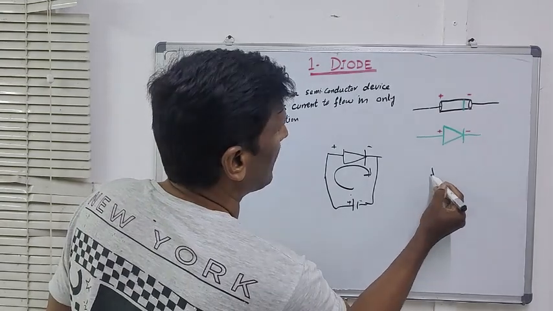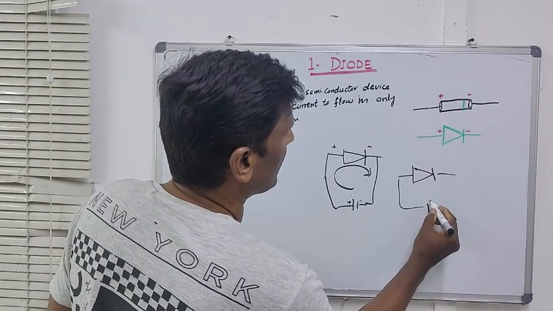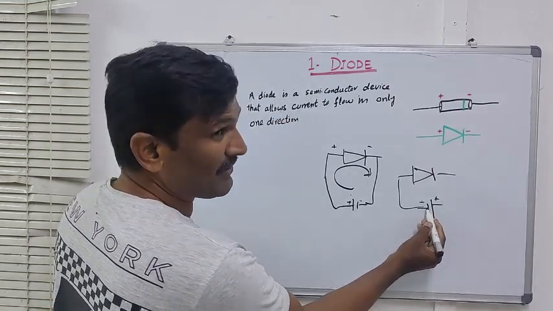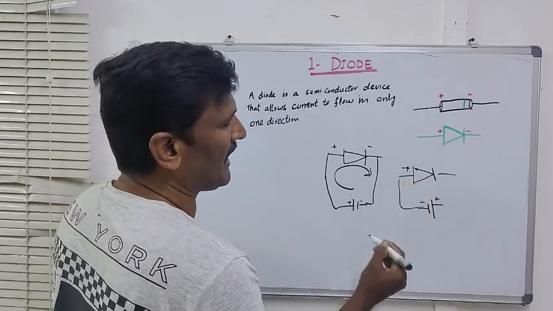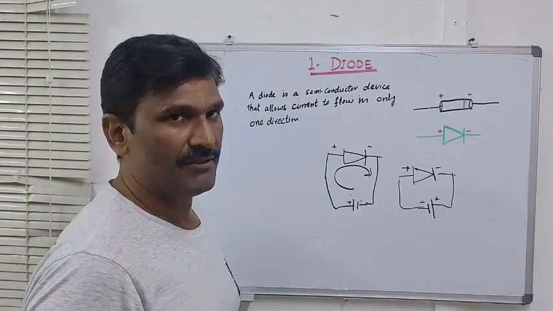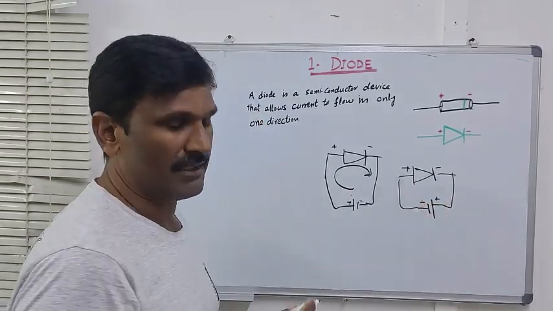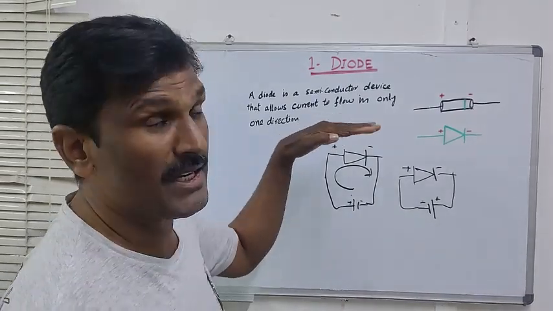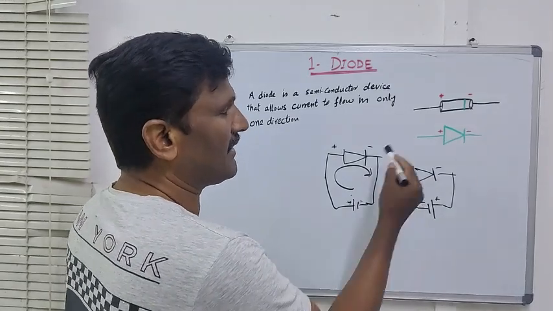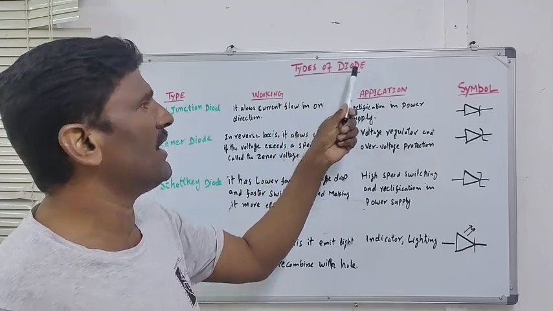If I put the battery in reverse order, the negative side of the battery on the positive side of the diode, and the positive side of the battery on the negative terminal of the diode, then current is not flowing, so it blocks the current. So it means a diode only allows current to flow in one direction, and in the other direction it will stop. So this is our diode. We'll talk about the types of diode.